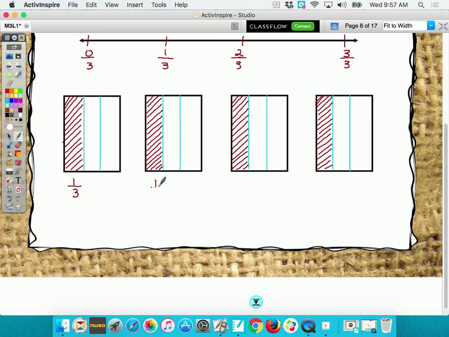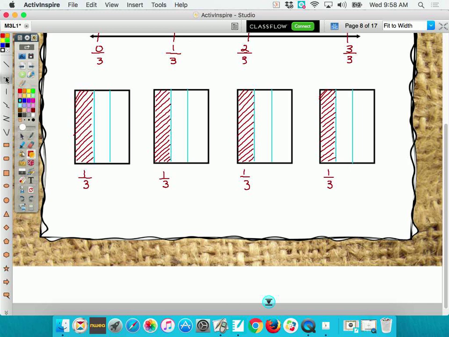Okay, 1/3, so write that down. And this one is 1 out of 3. You can also think of it as 1 out of 3 or 1 divided by 3. 1 whole divided by 3. Okay, so now horizontal lines. 1 line, 2 lines, and 3 lines.